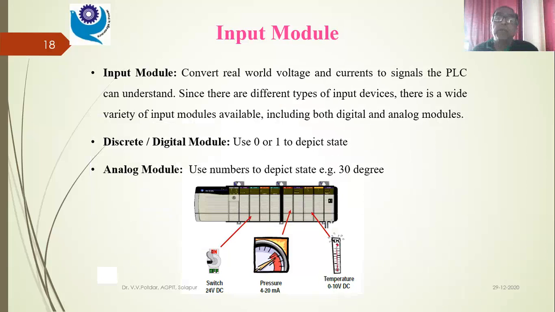Since there are different types of input devices, there is a wide variety of input modules available, including both digital and analog modules. So you have a discrete or digital module, which uses 0 or 1 to depict the state, or I can have an analog module, which uses numbers to depict the state, that is 30 degrees, maybe temperatures, or pressures. The switches normally work from 0 to 24 volt DC. Pressure switches work from 4 to 20 milliamperes, and temperature input devices work between 0 to 10 volt DC.